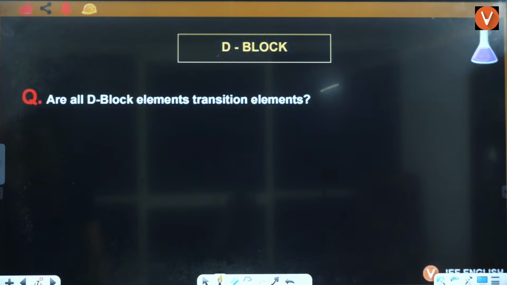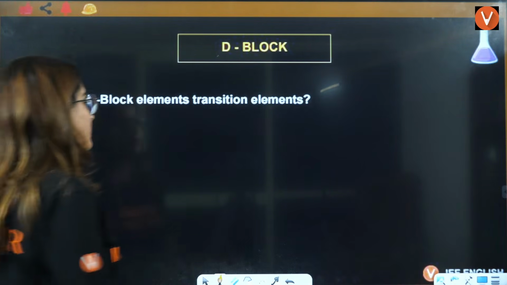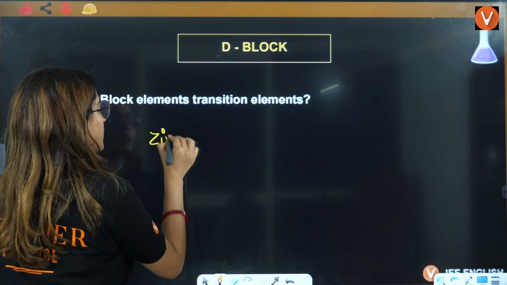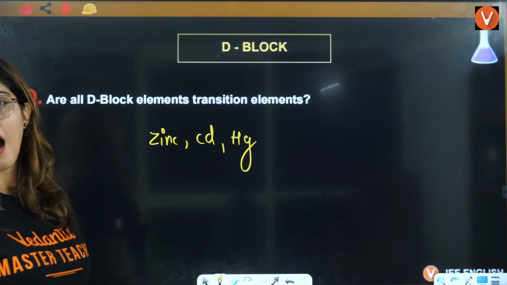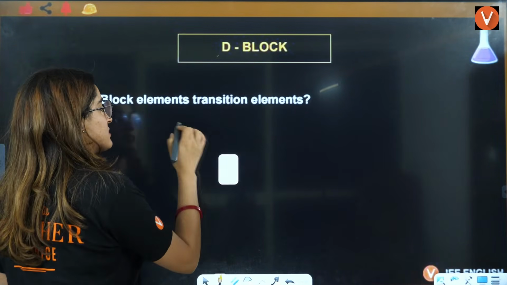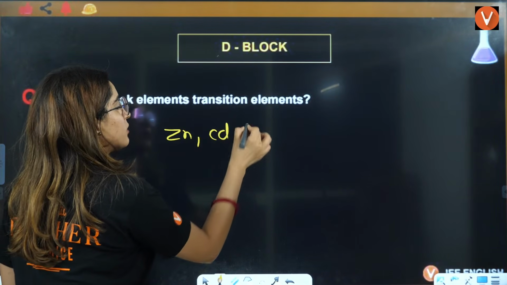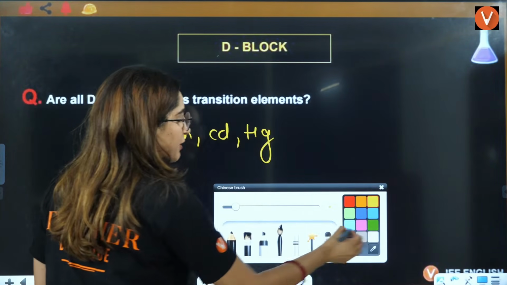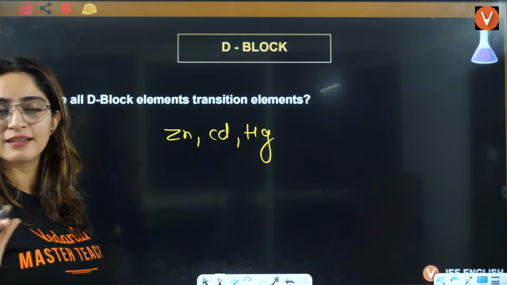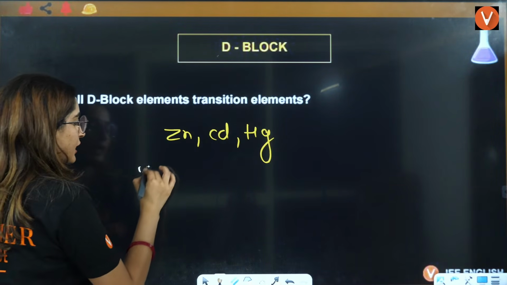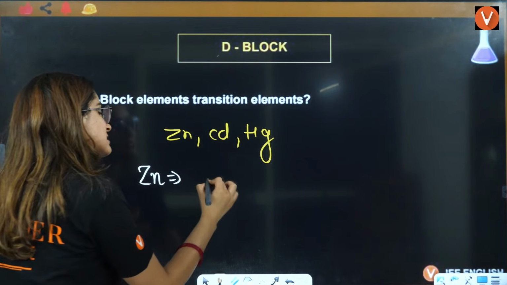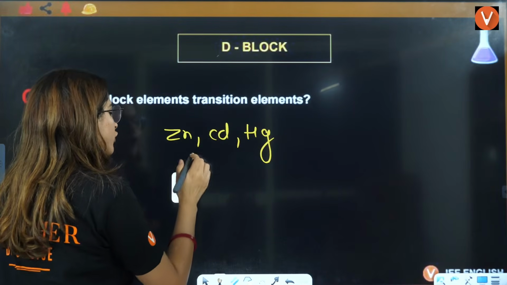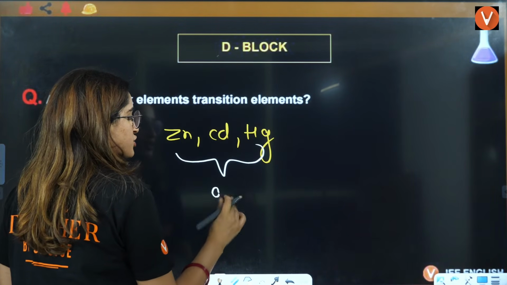Yes, very good. Zinc, zinc, very good. Zinc, cadmium, mercury. These are your non-transition elements. Now you will ask me why. That lies in their electronic configuration, which I will also teach you. For now, what you can understand is that zinc has D10. All of them have D10 electronic configuration.